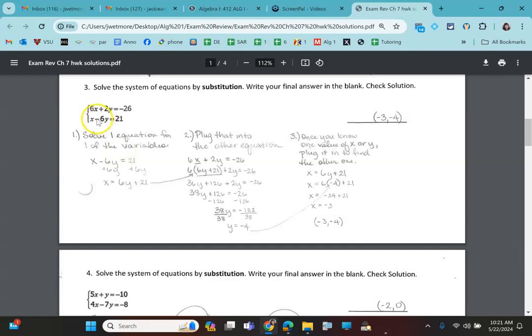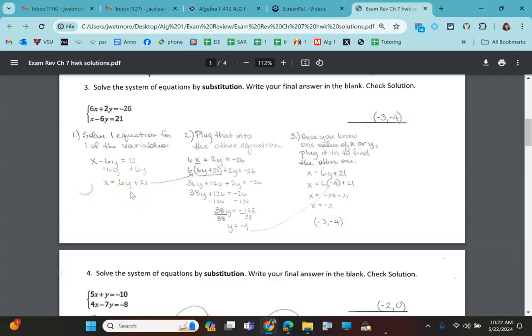So you'll notice that it's much easier to solve for this x than any of these other ones because they all have a coefficient. We would get fractions if we solved for those. So I'm going to choose to solve the second equation for x. If I take x minus 6y equals 21 and I get x by itself, that just means add 6y to both sides. So I've got x equals 6y plus 21.